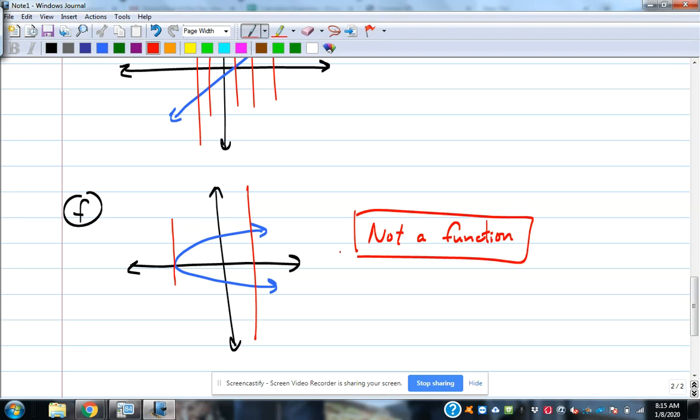Okay, so vertical line test. Anytime you've got a graph, that's the best way to test if it's a function or not, with the vertical line test. And you're just looking for repeated x values. So what that shows is there's the same x value there and there with different y values. That's what that shows.